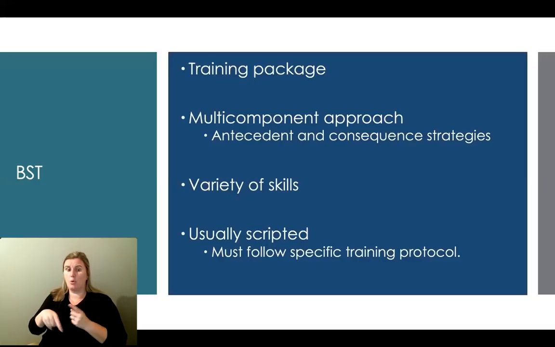When talking about behavioral skills training, we're talking about a highly scripted procedure, training approach, training model, where every single step in the implementation of the training procedure (instruction review, identification, structure and review, explanation, modeling, rehearsal, and feedback) must follow certain guidelines, must be scripted.